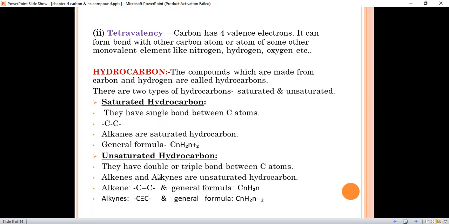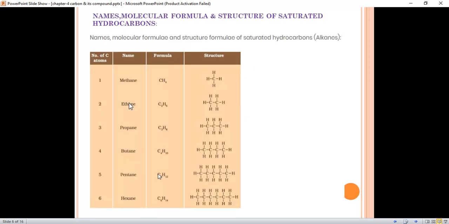Unsaturated hydrocarbons contain double or triple bonds. Alkenes and alkynes are the examples. Alkenes contain a double bond and alkynes contain a triple bond. General formula of alkene is CnH2n and general formula of alkyne is CnH2n-2. They are more reactive than saturated hydrocarbons.